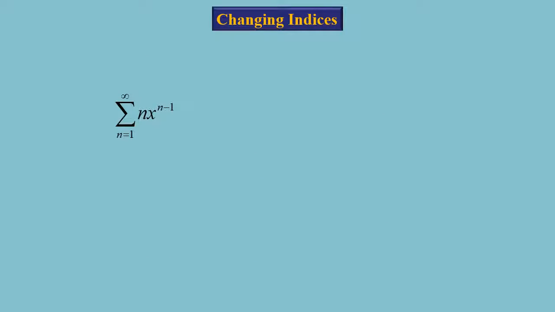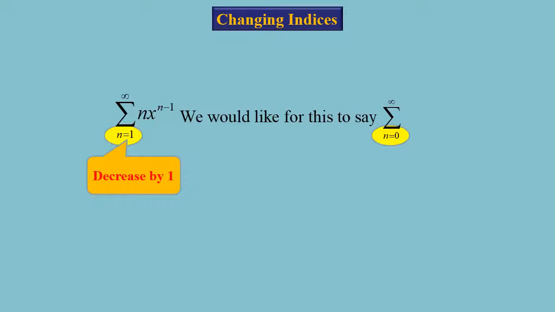Now to streamline that, here's what we will do. If we want this n equals 1 to be an n equals 0, that means we need to reduce that by 1. So we need to be decreasing by 1 here. That means that on the inside of the summation, every n needs to be increased by 1. So there's the new summation.